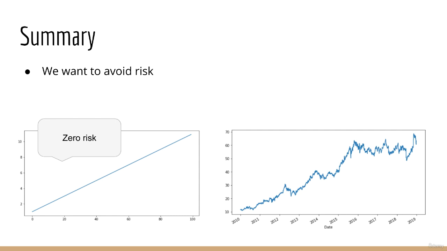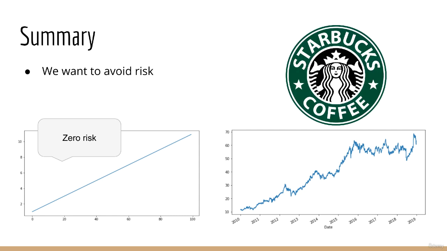Okay, so to summarize this lecture, why do we want to avoid risk? Well, let's just compare two time series of stock prices. With one stock price, it's just a constant linear trend upward. We can buy at any time and sell at any time, and we are making a constant amount of profit per unit of time we invested in that asset. But now, let's take Starbucks stock price. There is lots of variability, hence lots of risk.